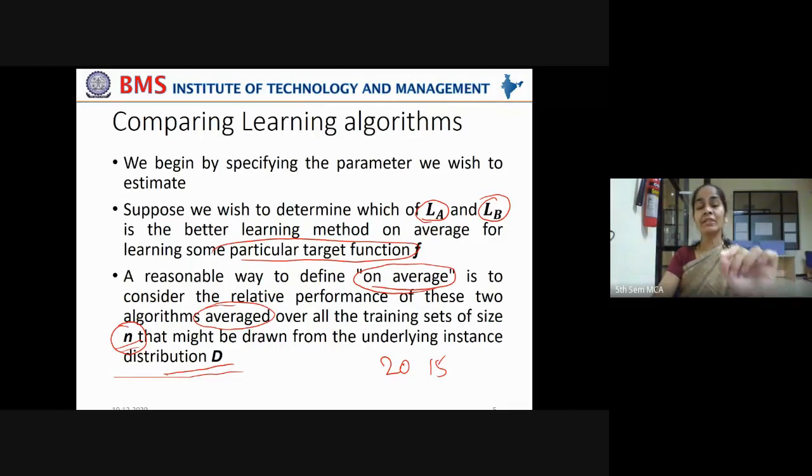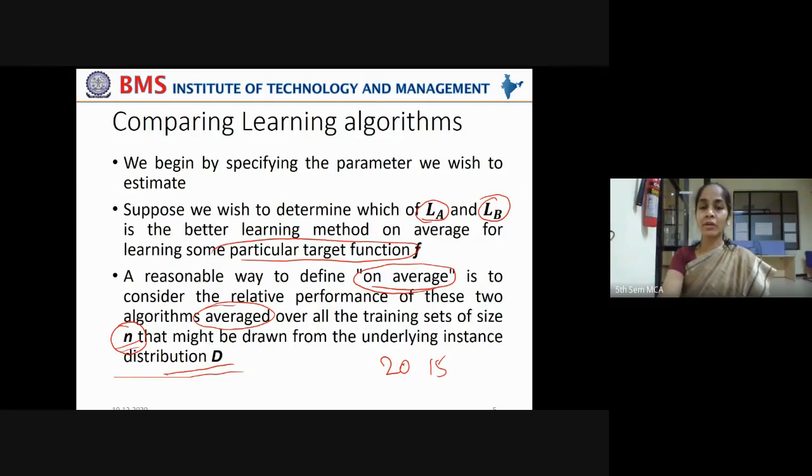Check whether it is generalizable with the new data or unseen data by handing it over the test set and validating it, seeing how good it predicts the test set labels. Did you understand now? Now, read this again. A reasonable way to define on average, we are taking the average over all n training data sets. All n training sets.